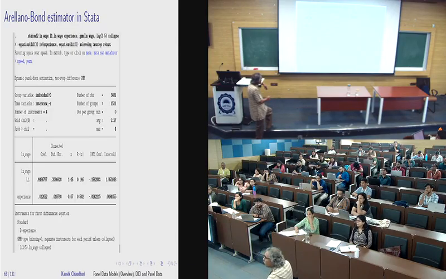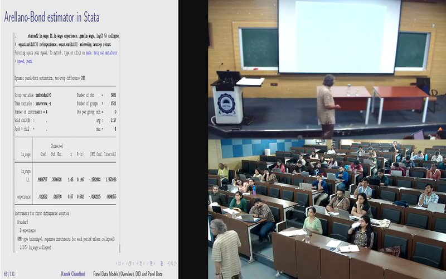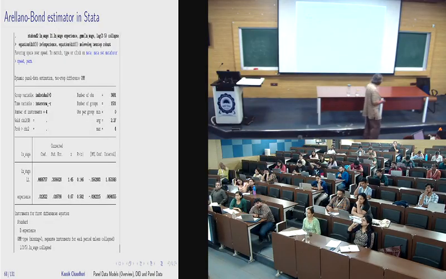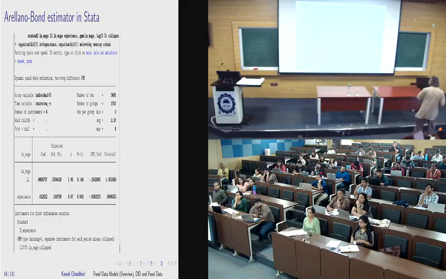Given this, I get the estimates, and it tells you the instruments for the first difference equation. Recall that I said already that experience would act as an instrument for experience, and it says separate instrument for each period unless collapsed, right? And here it clearly says L3.5 dot log wage is being collapsed. Okay.